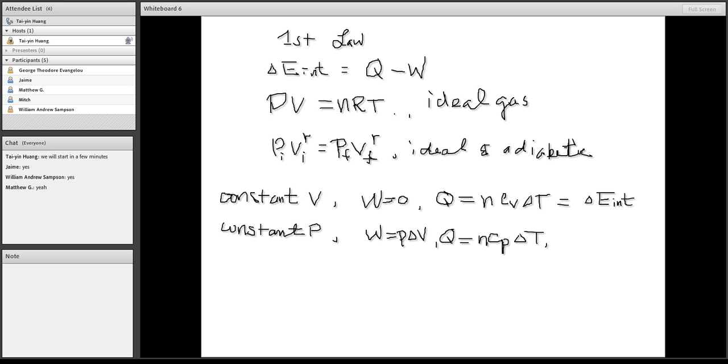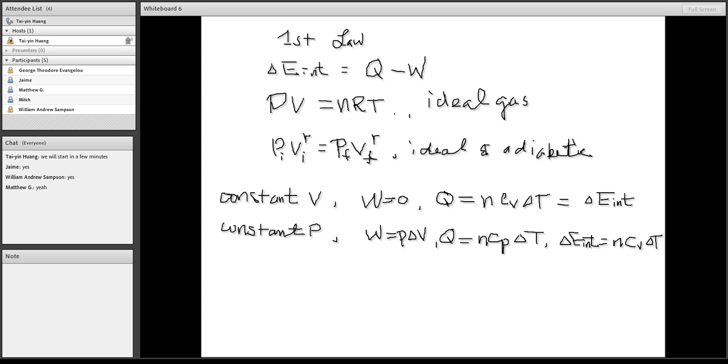Okay, so what is our change in internal energy? The change in internal energy for all processes is still equal to nCV delta T. So you can see that for the constant pressure process, work is P times delta V, Q is equal to nCP delta T, and the change in internal energy still remains the same as nCV delta T. It only depends on the change in temperature and the specific heat at constant volume.